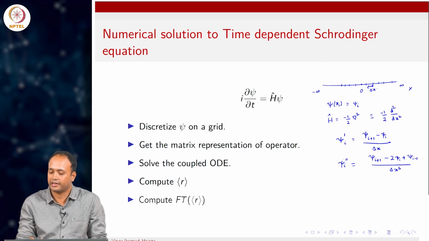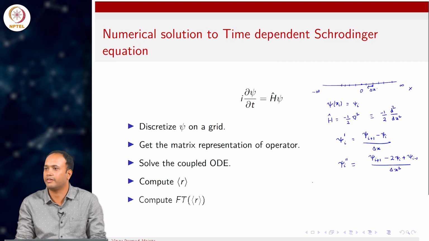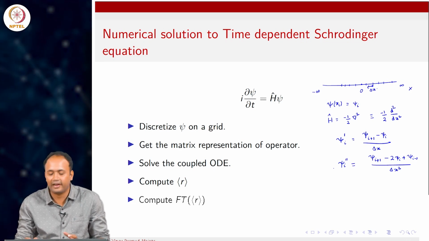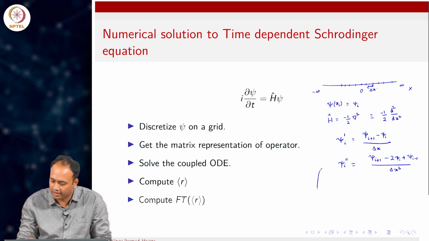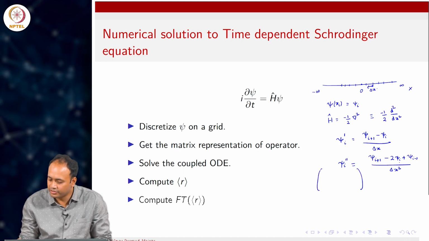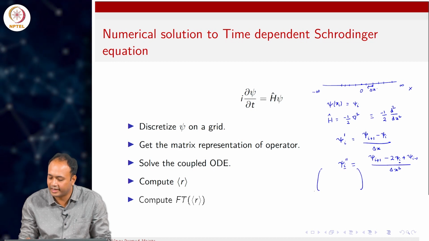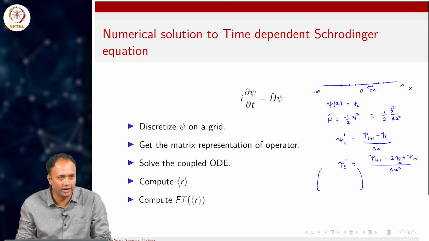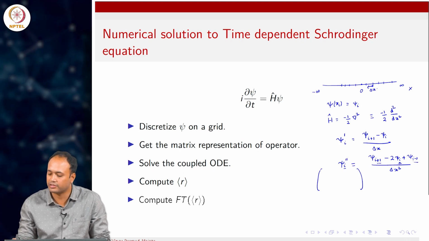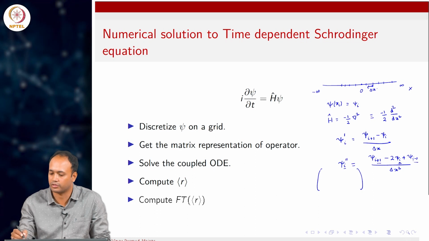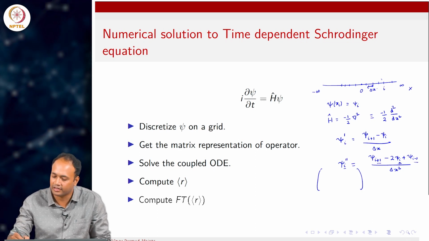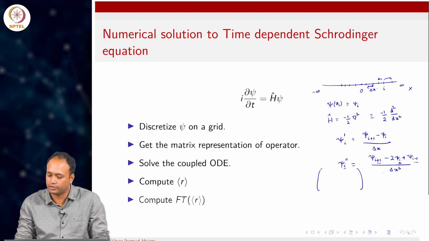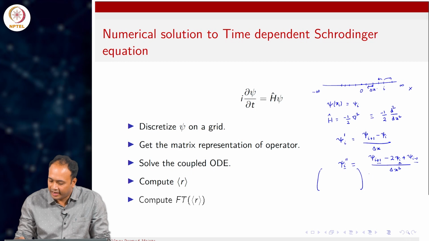Now this is your kinetic energy with a half, right. I want to evaluate the second derivative of the wave function. Now this in a matrix representation becomes a tridiagonal matrix. Because if I evaluate the derivative at the ith point, it depends on the value of the function at the ith point, and it also depends on the value of the function at one point before and one point after. So this is the ith point, this is the I minus 1 point, and this is the I plus 1 point.